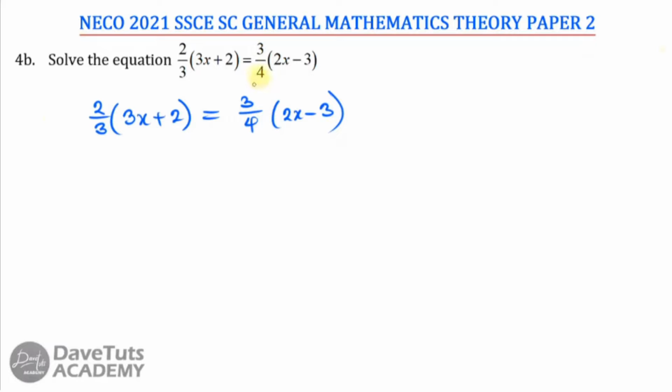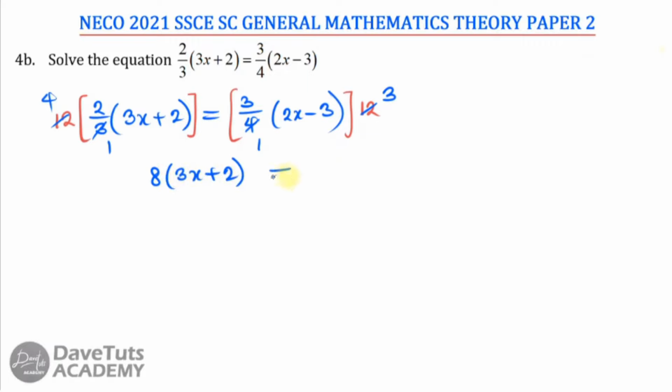If you say, okay, 3 multiplied by 4, that is 12. So I want to multiply both sides by 12, multiplying all of this, and 12 also multiplying all of this. In that case, you can see that 3 can cut 12 to give us 4, and 4 can cut 12 to give us 3. So if you open this up now, 4 times 2, that is 8, into bracket 3x plus 2 is equal to 3 times 3, that is 9, into bracket 2x minus 3.